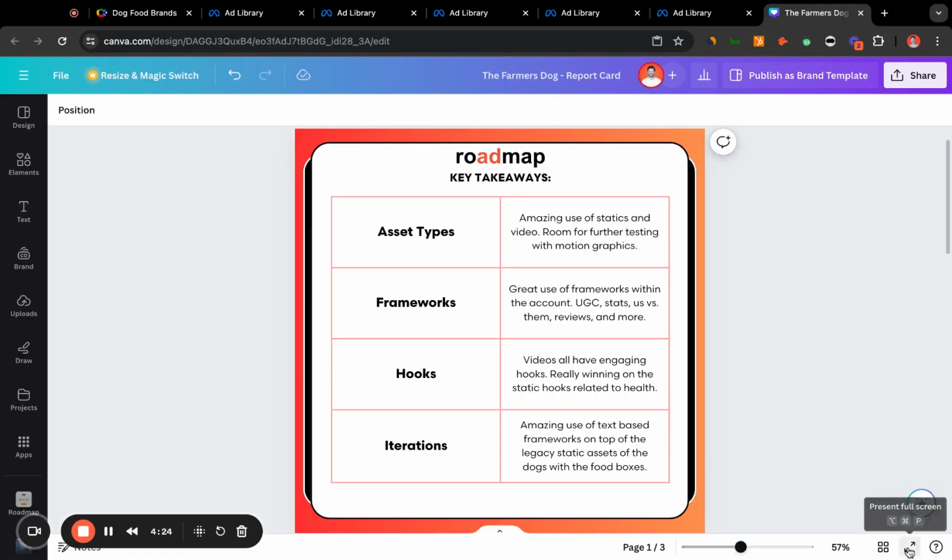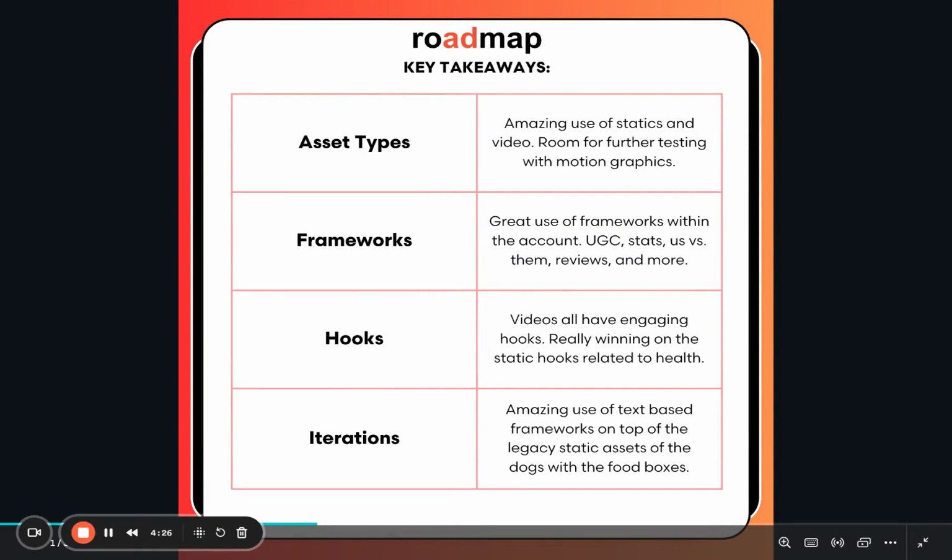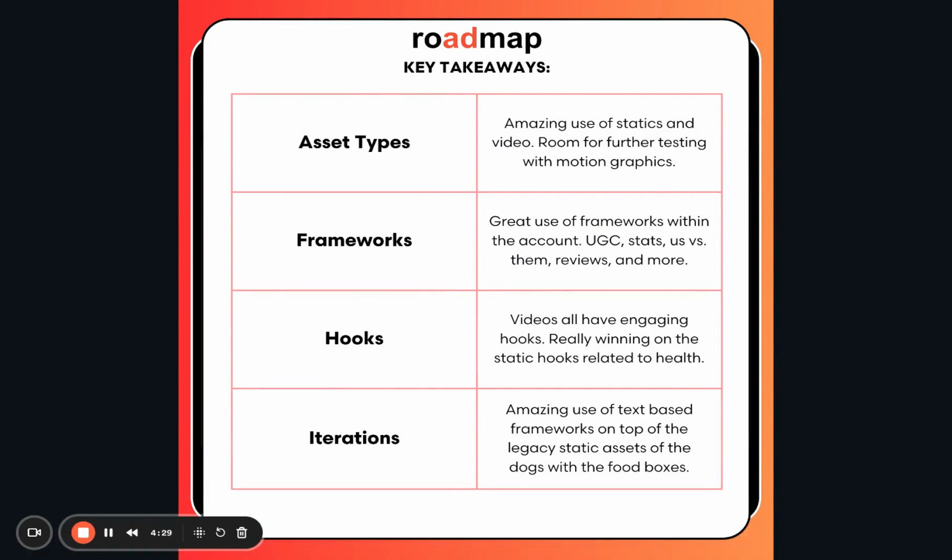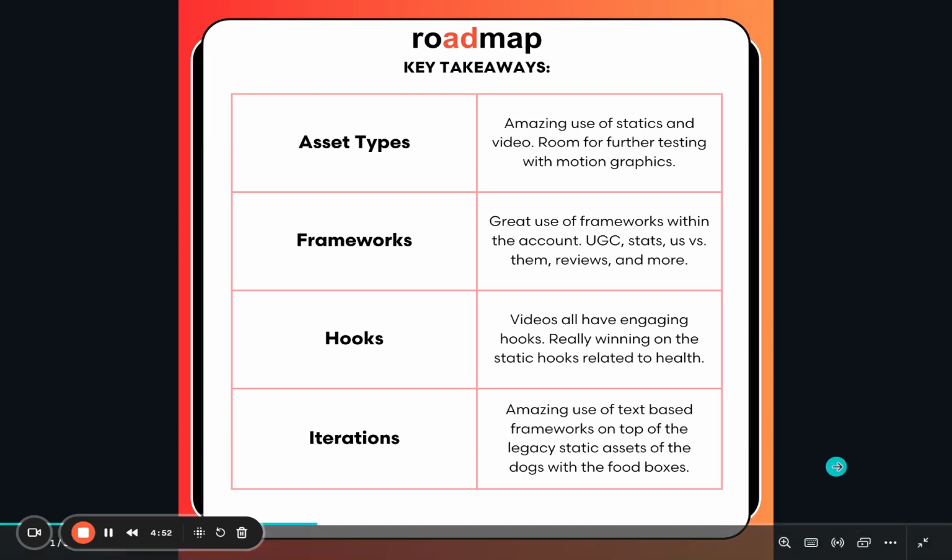So where do we stack up? Here's a quick summary of everything we just spoke about. Again, asset types, great use of video and static, but no motion graphics. Big opportunity there. Frameworks, again, I think one of the best in the game at activating those static frameworks, as well as some of the video frameworks that they have. The hooks, man, imagine what 2.5 extra years would be. I can't think of a better hook than that. Great use of hooks, and iterations we just touched on, so great use of iterations as well. It's a good week, guys. We're back on track. We've got a good score.